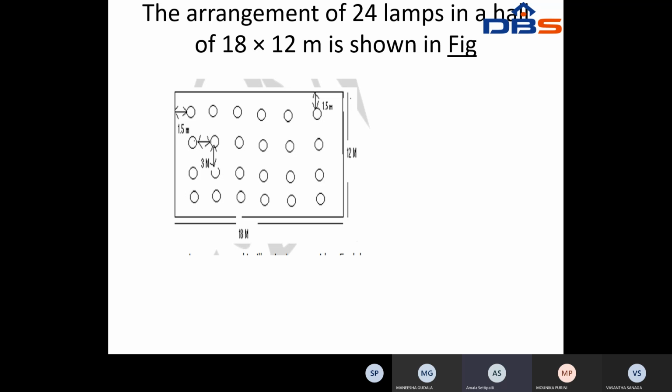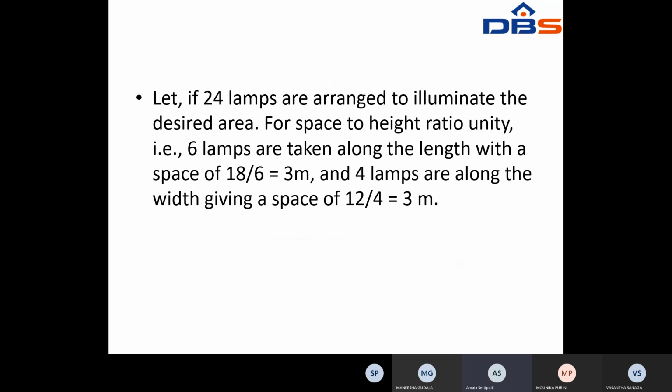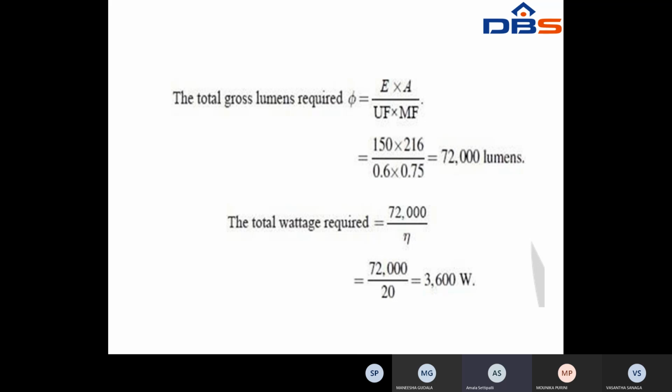This is the arrangement of the 24 lamps in an 18 by 12 meters room: 18 meters length, 12 meters breadth. You can arrange these 24 lamps like this. Here you have to take 1.5 meters, this 1.5 meters, and the height is 3 meters. That is only our assumption. Write down this one.